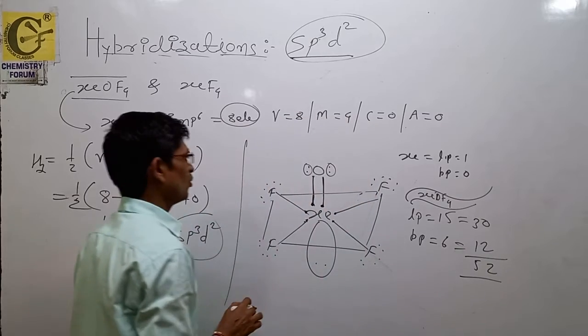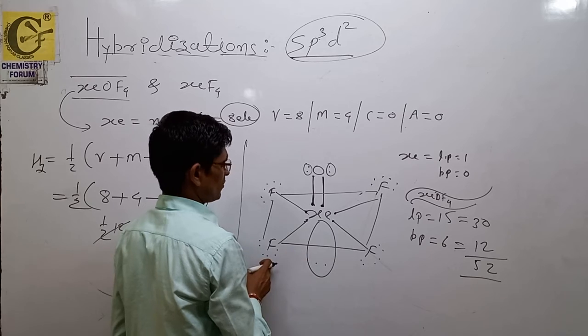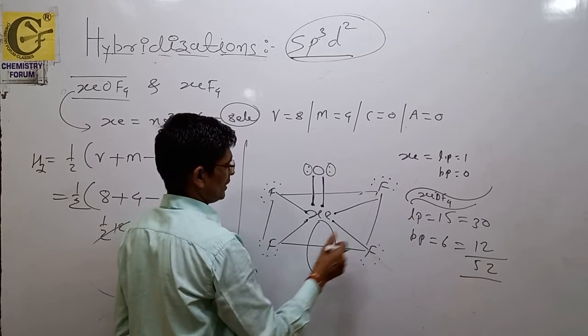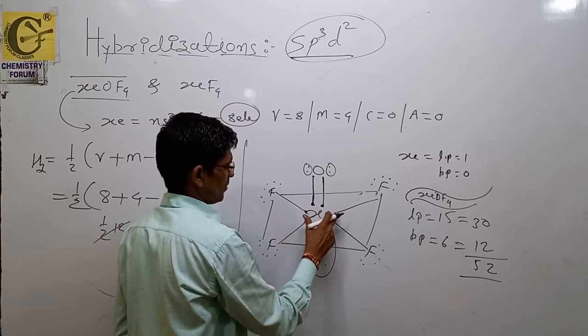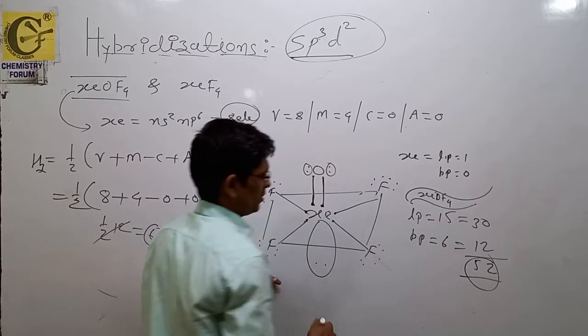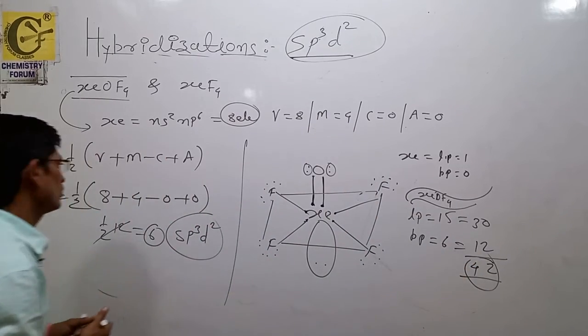as you can see. Once more: 3 plus 3 is 6, 6 plus 6 is 12, 13, 14, 15. So okay, 15 gives 30, then 1, 2, 3, 4, 5, 6 and 6 is 12, so that is total 52, sorry, 42. Total 42 electrons here.